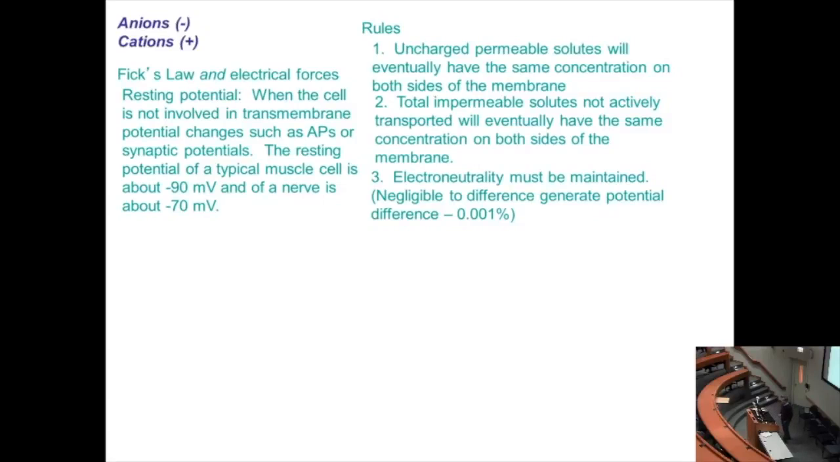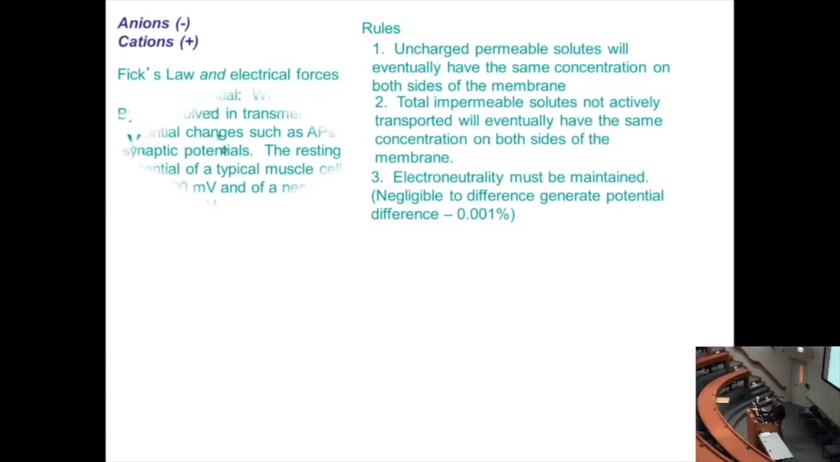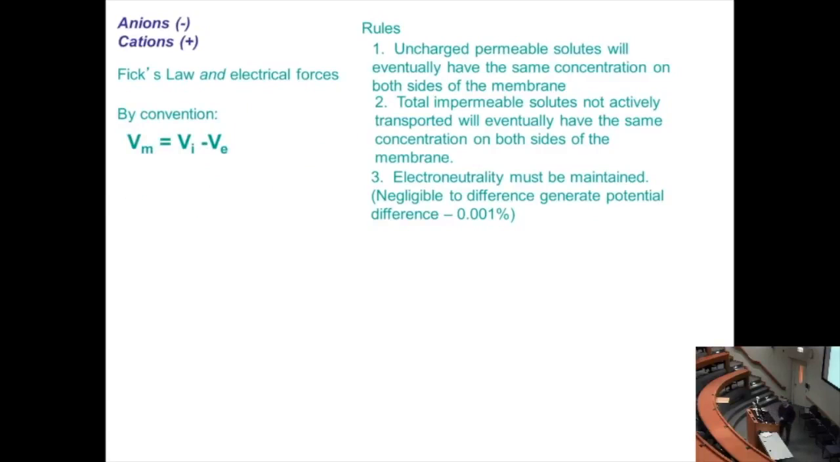All right? The resting potential is that voltage across the membrane when no action potential is firing. In a typical muscle cell, it's about -90. In a typical nerve cell, it's about -70, all right, millivolts. And what that means is that that membrane voltage is the voltage inside the cell relative to the voltage outside the cell. So if a voltage is negative, let's say at -70, that means there's more negative charge inside and more positive charge outside. And the inside is negative relative to the outside. Okay?